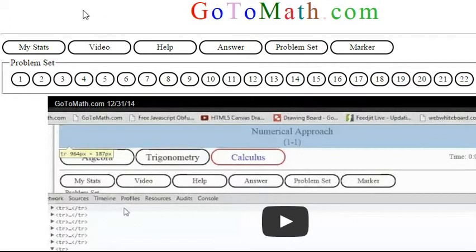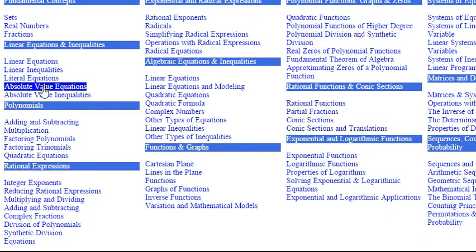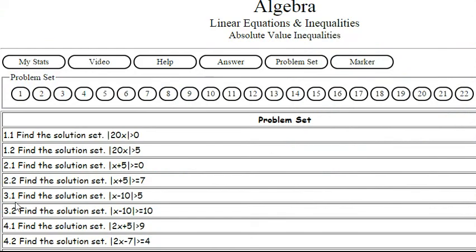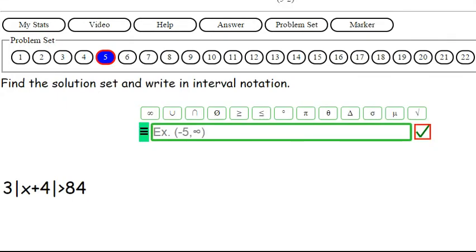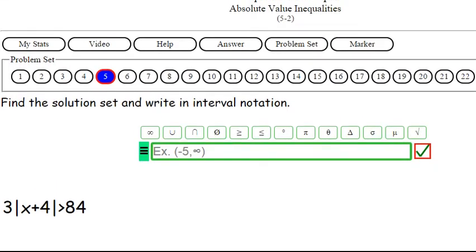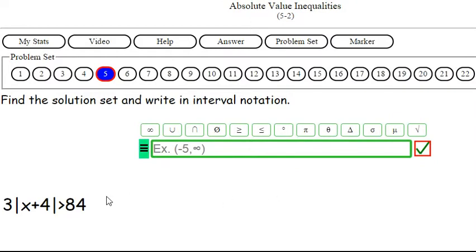Okay, we're here at gotomath.com. So that's where we're at. Click on Algebra. Let's go down to absolute value inequalities. And we are looking at, I believe, 5.2. Find the solution set and write in interval notation. We have 3 times the absolute value of x plus 4 is greater than 84.